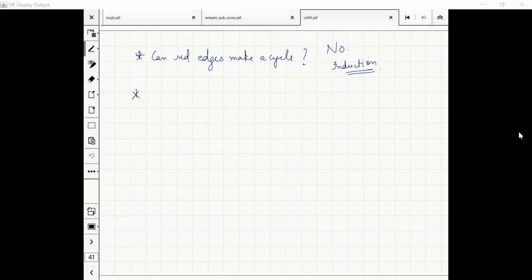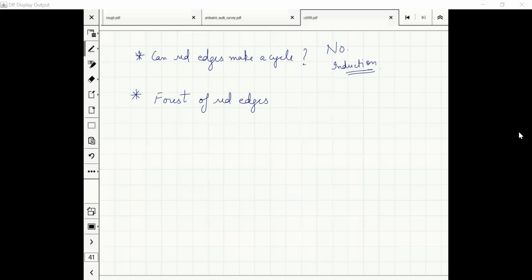That means at every instance, I will have something which I call a forest. Right? A forest of red edges only. Yes, because with blue edges, it becomes connected, right? So a forest of red edges.